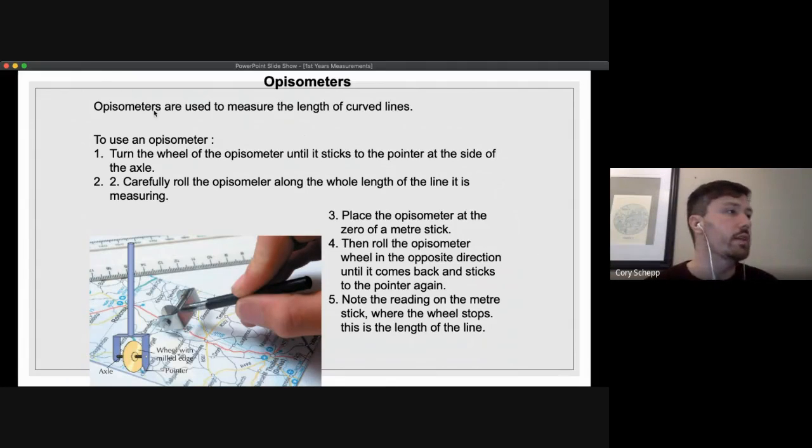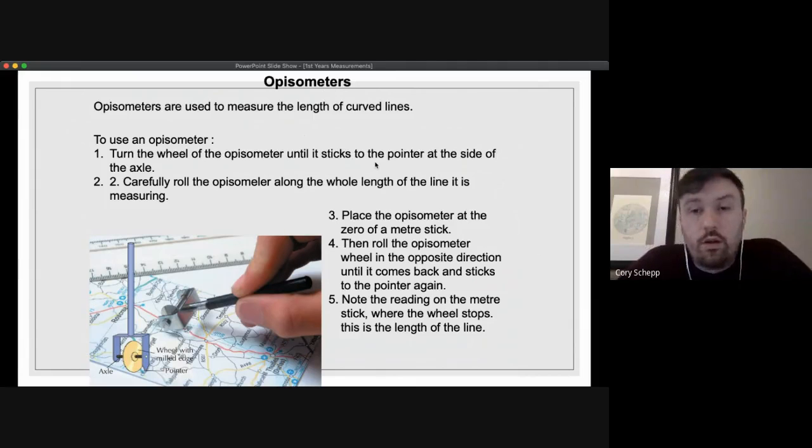But just if you can write down in your copies, opisometers are used to measure the length of curved lines. Have that down in your copies. I'll show you guys how to use those in class.